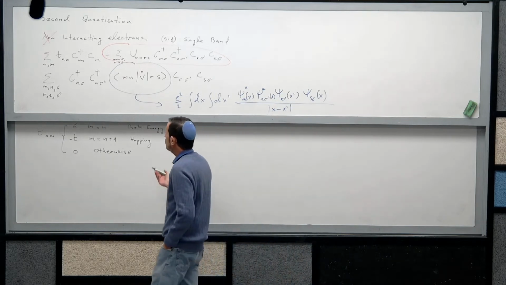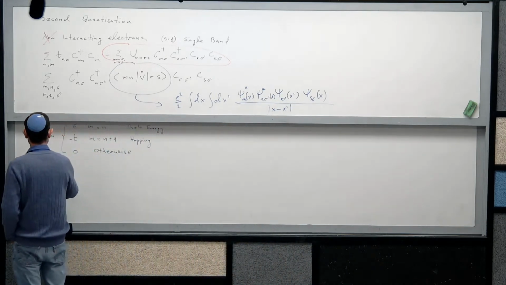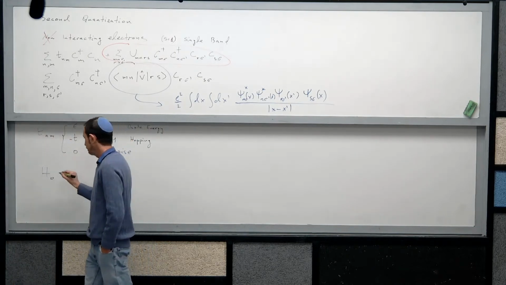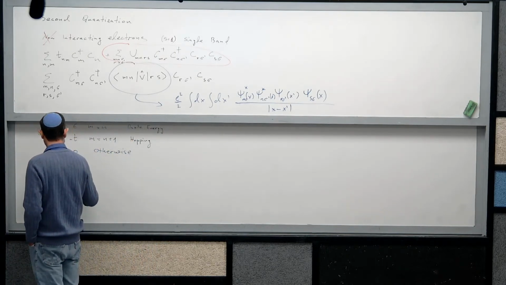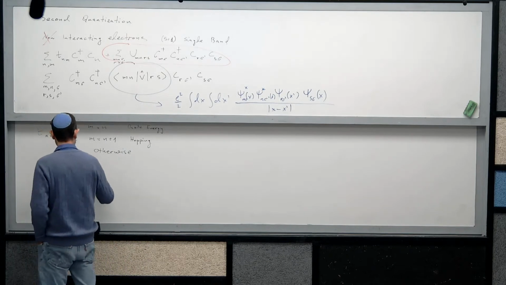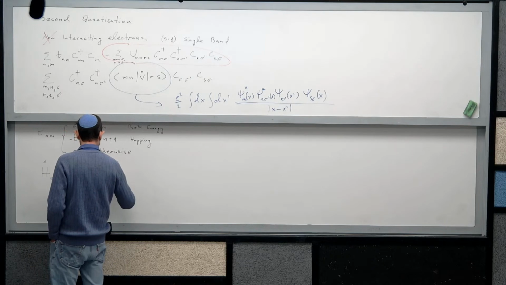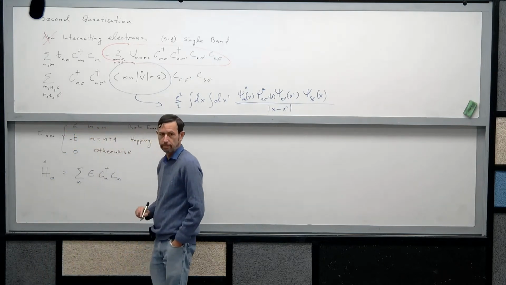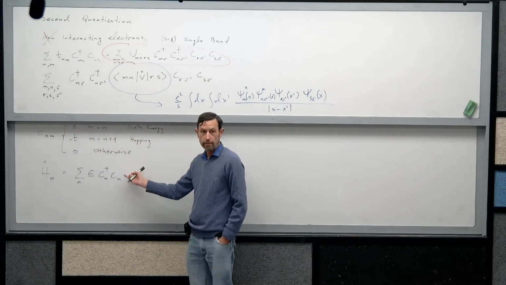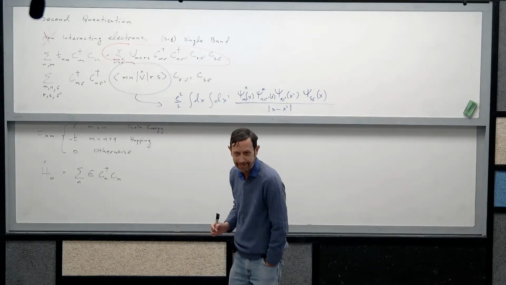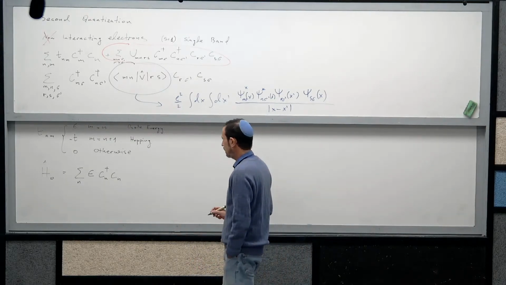Okay, so let's write down the non-interacting Hamiltonian. I'll call it H0. Now you can see very easily why I call it on-site energy, because if there is an electron, I pay energy epsilon to sit on this site.